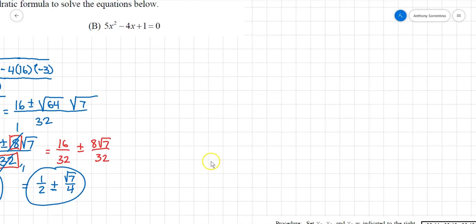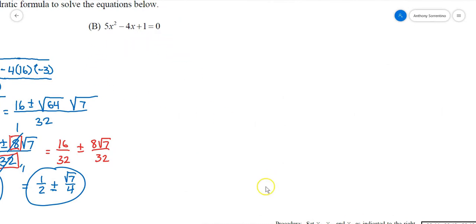Scooch over a little bit this way. It is set equal to 0 already. That's good, so I don't have to do that first step. So now, this is A, this is B, this is C.